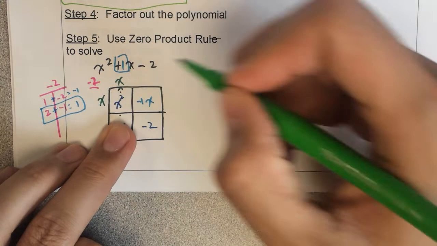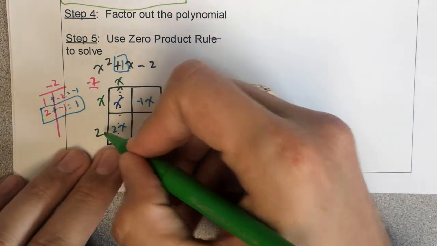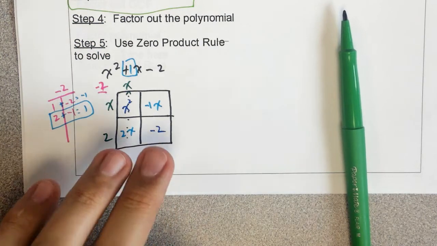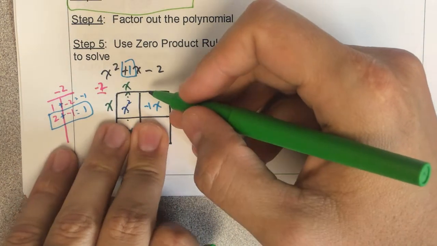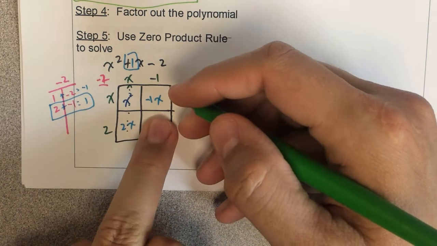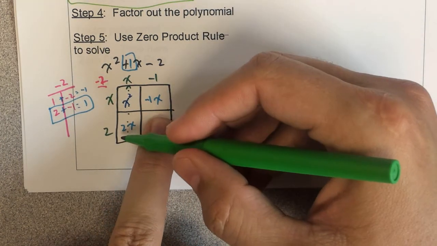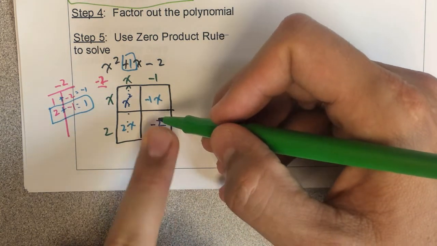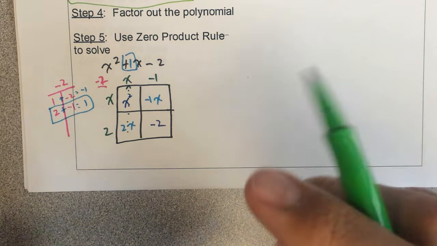I need to multiply this by an x. This needs to be a 2. 2 times x is 2x. And then on this side, I have x times negative 1 will get me that. And then to check it, negative 1 times 2 should be negative 2. There's my negative 2. I'm good.